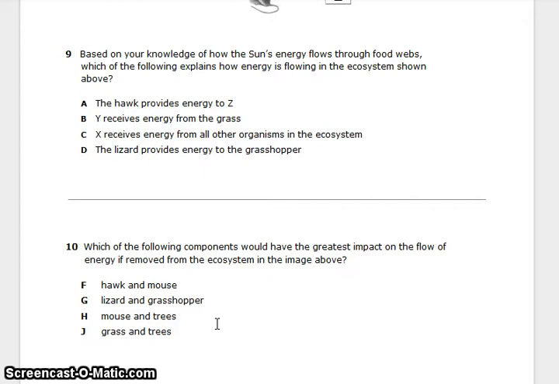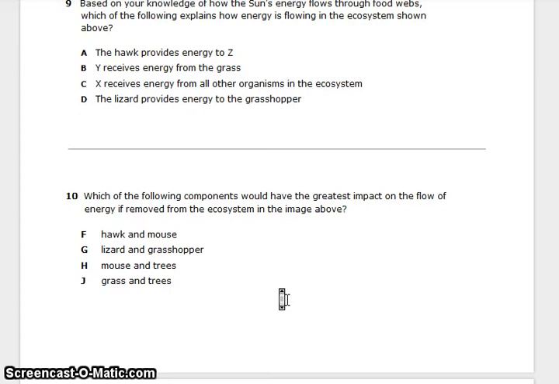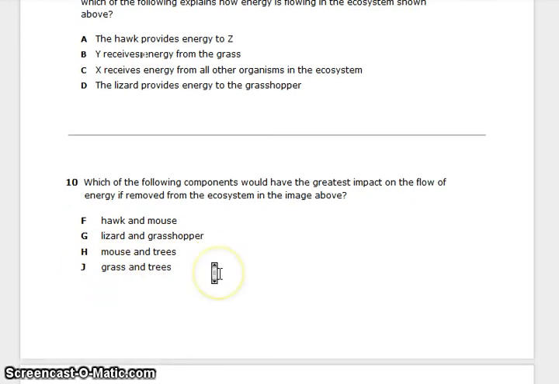10. Which of the following components would have the greatest impact on the flow of energy if removed from the ecosystem in the image above? F. Hawk and mouse. G. Lizard and grasshopper. H. Mouse and tree. J. Grass and trees.